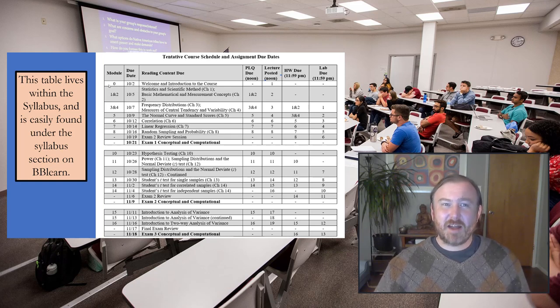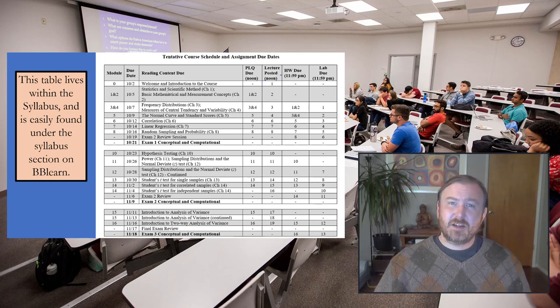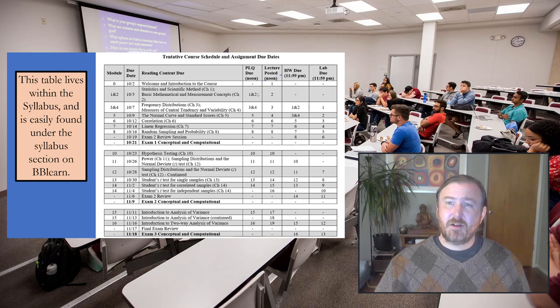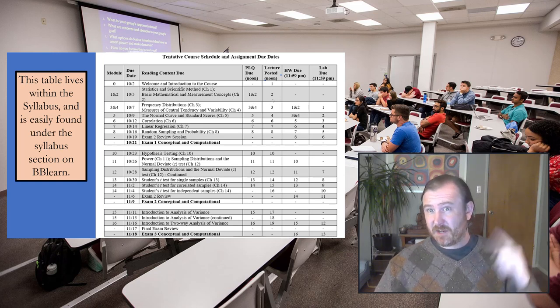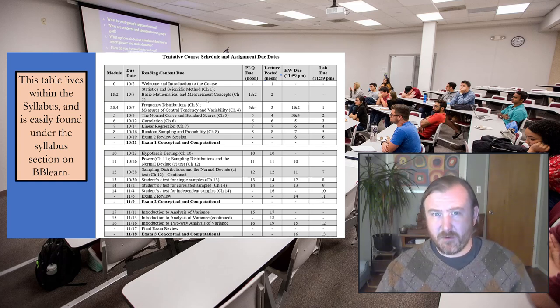So here we can see modules one and two are going to be due on 10/5, which is Monday. So you've got two modules to do by Monday. This means you're going to need to read chapter one on statistics and the scientific method, and chapter two on basic mathematical concepts. On Monday at noon, the pre-lecture quiz is due. And since this is the first lecture, the second lecture will be posted at noon, and it will cover statistics and the scientific method and basic mathematical measurement concepts.